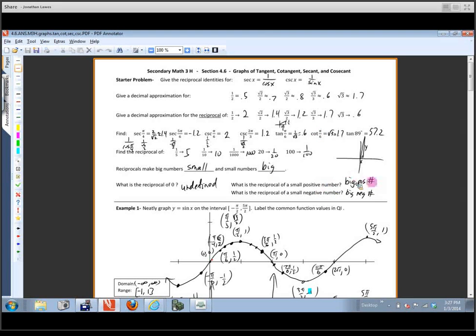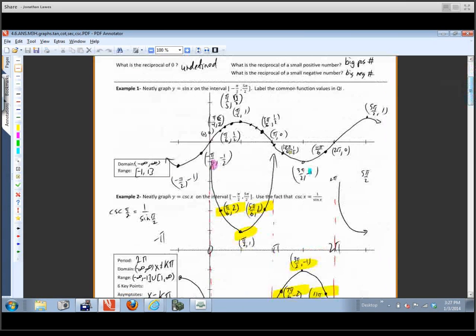If I take the reciprocal of a small negative number, I get a big negative number. And then the opposite also works. If I take the reciprocal of a big positive number, I get a small positive number, and so forth. So we talked about these relationships and reciprocals and that sort of thing, and came up with some decimal approximations. And then we graphed the sine function.